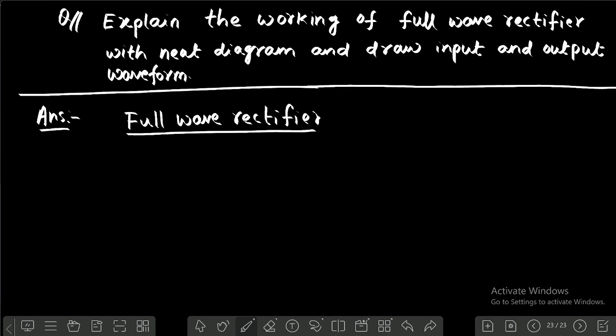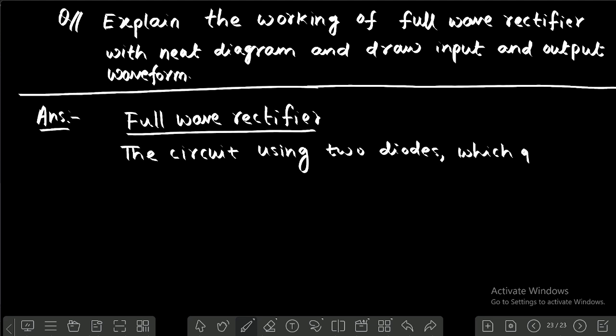So first, what is a full wave rectifier? It is a circuit using two diodes. A half wave rectifier uses one diode, and a full wave rectifier uses two diodes, which gives output rectified voltage.